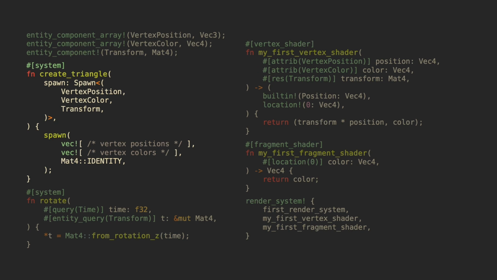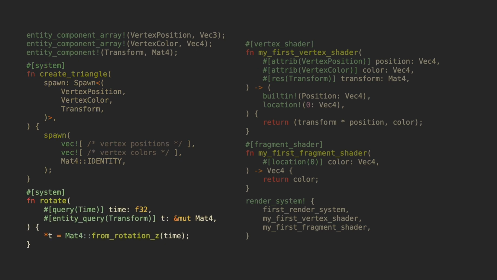In the body of the function, you can see how it is used. However, I omitted the actual values for the vertex positions and colors to make the whole program fit on screen. I don't want to get into too much detail here. I will explain the whole ECS concept of the framework in another video. All you need to know is that the system will run once at the beginning of the program and create a single entity with certain vertex positions, colors, and the identity transform.